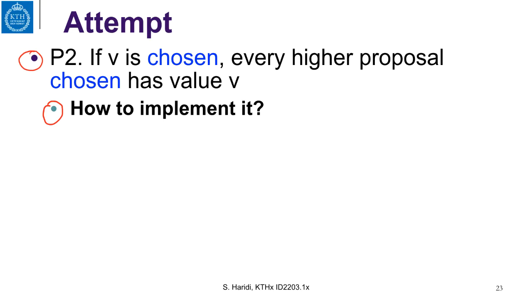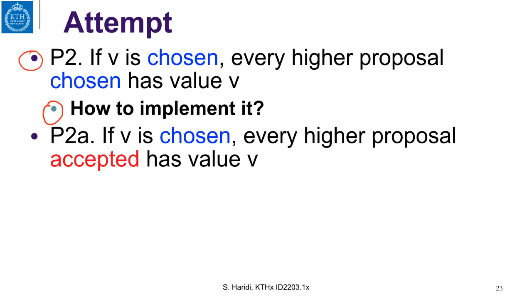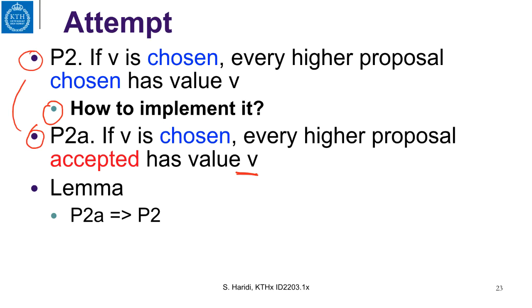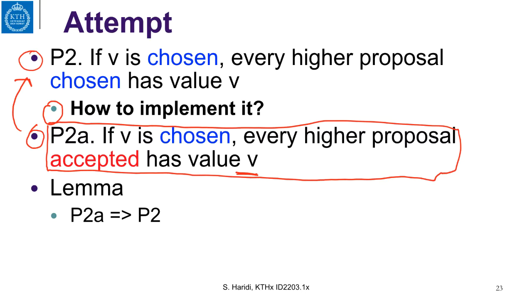How to implement it? Well, one way to ensure property P2 is to have this property P2A, which says if a value V is chosen, every higher proposal accepted has the value V. Of course, as you can see, this property implies P2. So P2A implies P2, but we are now left with this condition: if a value is chosen, every higher proposal accepted has the value V.